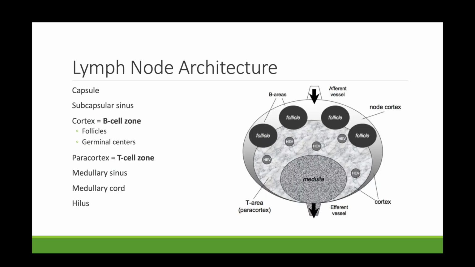I just briefly wanted to take a moment to remind ourselves of the anatomy of a lymph node, so sort of the lymph node architecture. Remember, on the outside is the capsule, followed by the subcapsular sinus, and the cortex, which is made up of follicles and germinal centers, is really the B cell zone. So the B cell zone consists of follicles and germinal centers, and that is in the cortex of the lymph node. And then the T cell zone is really the paracortex. And then from there, we have the medullary sinus, the medullary cord, which ultimately leads into the hilus of the lymph node.